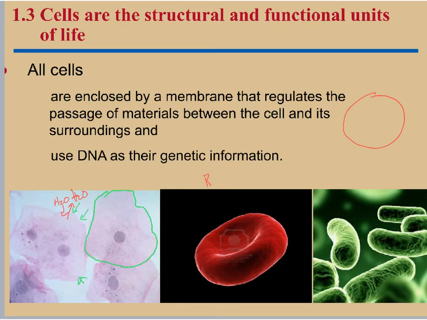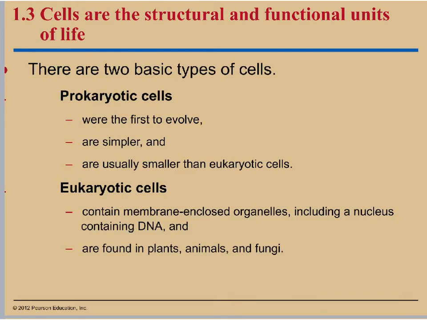This is a red blood cell. Just kind of neat. It's got this concave feature right there for a specific reason. And then these are bacteria cells, so those are a little bit more rod-like. As far as cells go, there are two basic types of cells. The top one is called prokaryotic, and then the bottom we say eukaryotic.